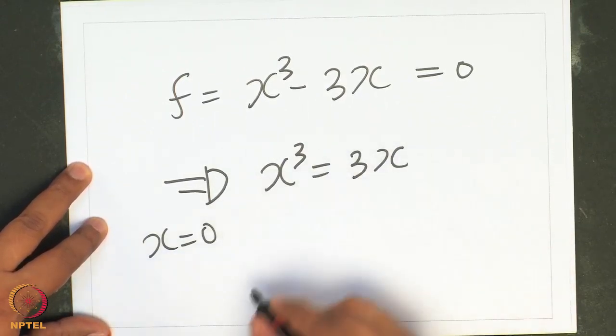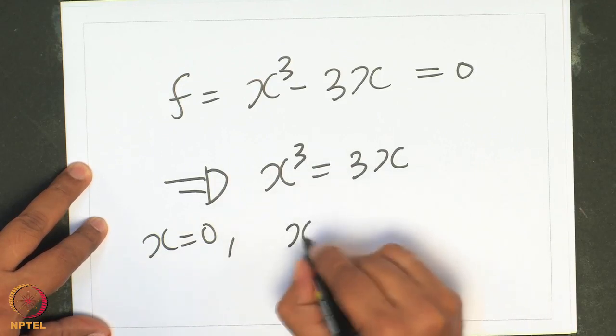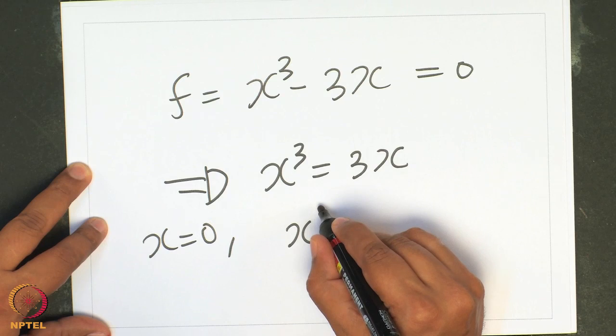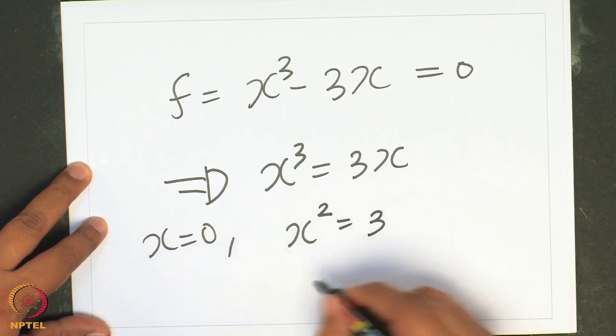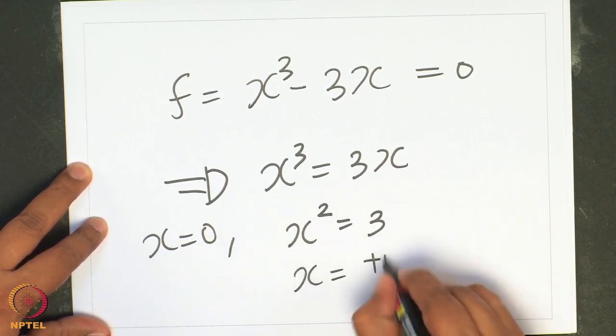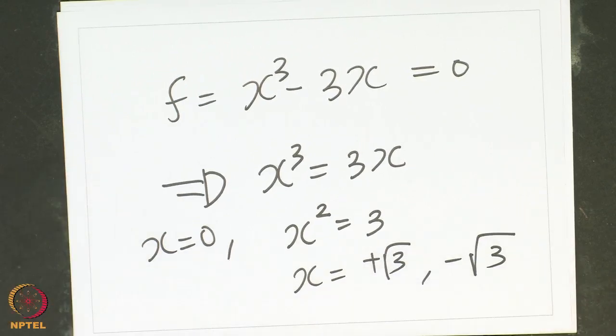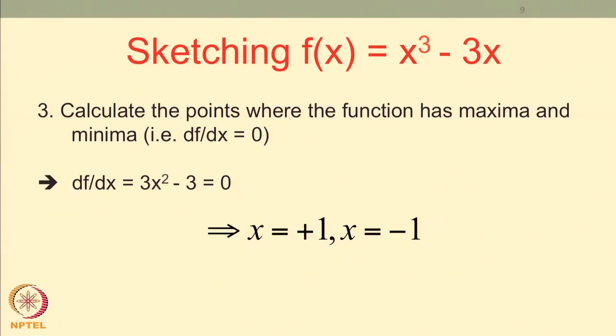When x equal to 0, this is possible. Otherwise, it is also possible when x square is equal to 3, that is x is equal to plus root 3 or minus root 3. So, these are the two places where this would be 0. Now you can calculate the first derivative.